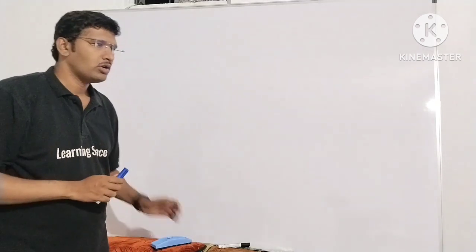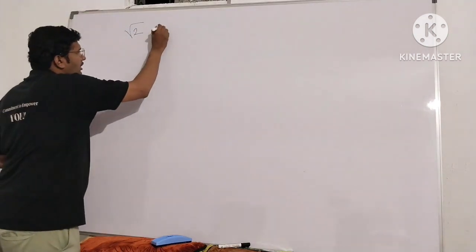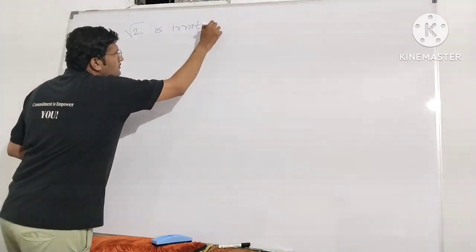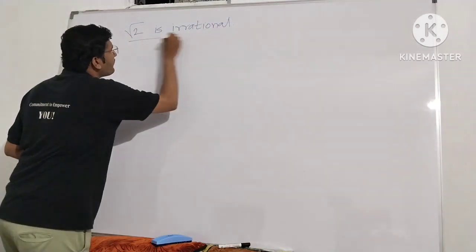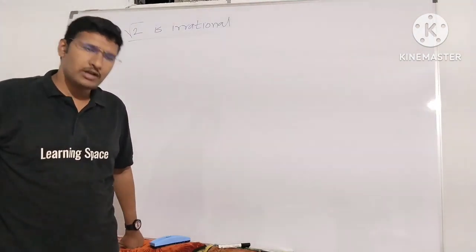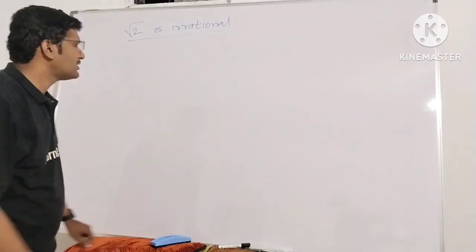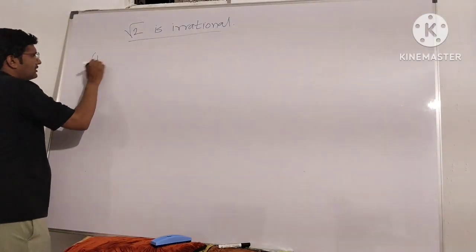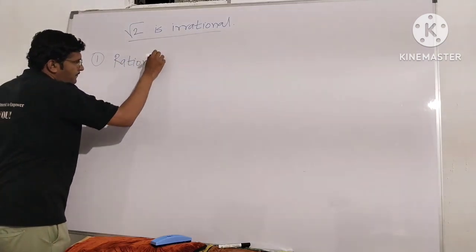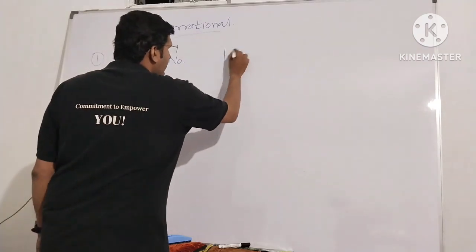Today we'll prove how root 2 is irrational. In order to prove that root 2 is an irrational number, we have to be aware of two basic concepts: first, a rational number, and second, an even number.